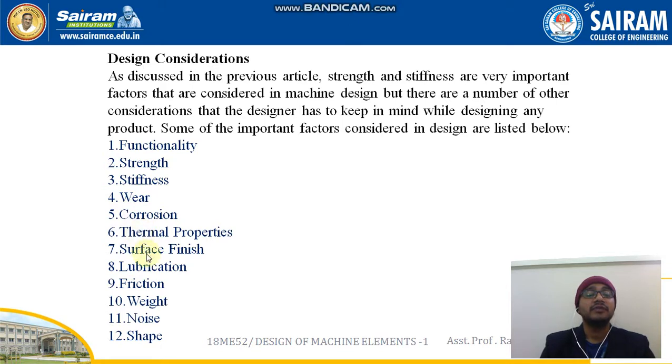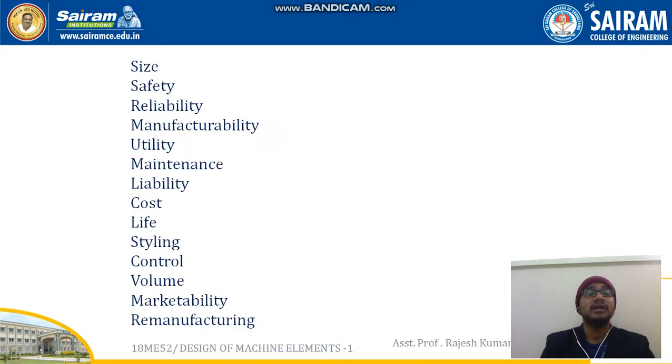The next one is the surface finish. The next one is lubrication. Again, one more common factor, lubrication. Where there is any possibility of friction during operation, we may consider the lubrication factor. The next ones are weight, noise, and shape. All these things will not play a major role in all designs. Depending on the application, these factors may be considered.